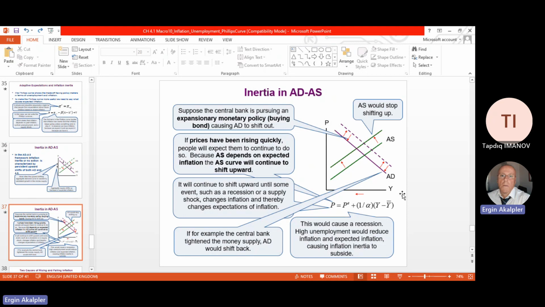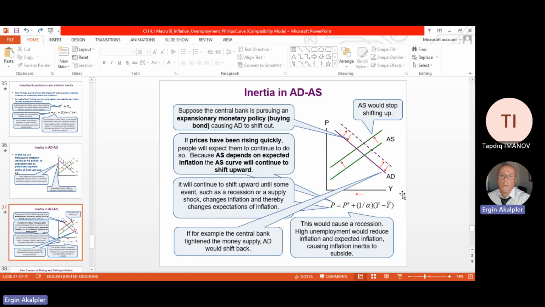It will continue to shift upward until some event such as a recession or supply shock changes inflation and thereby changes expected inflation. As it is represented in the equation below, the expected price plus 1 over alpha times real output, or actual output, minus potential output. This is then the cause of recession, and high unemployment would reduce inflation and expected inflation, causing inflation inertia to subside.